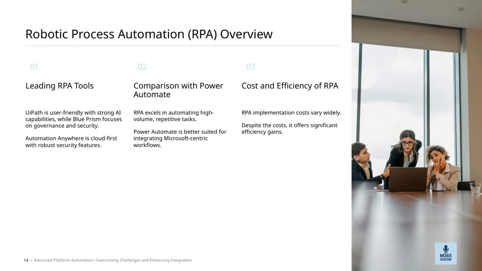Blue Prism, on the other hand, emphasizes governance and security, which is crucial for enterprise-level deployments. Automation Anywhere is notable for its cloud-first approach and robust security features, giving organizations flexibility and peace of mind. All these tools have their strengths, and selecting the right one depends on your specific needs and strategic goals.